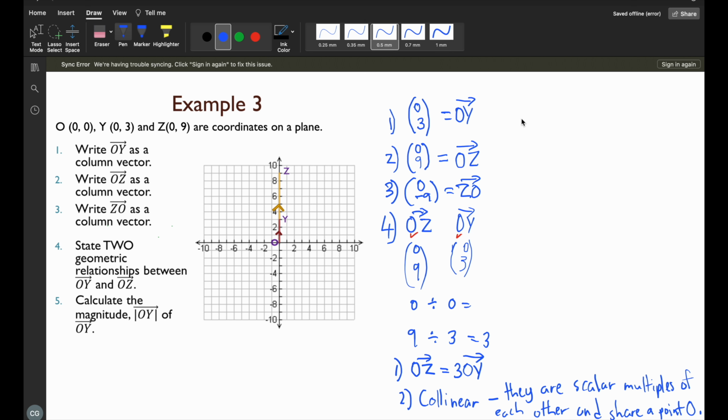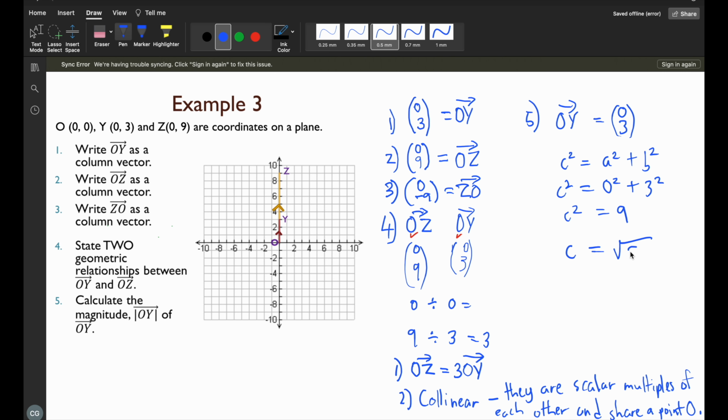And then for 5, that should be easy. So OY, it's 0, 3. So what we'll do is we say c squared is equal to a squared plus b squared. So we'll end up with 0 squared plus 3 squared. So essentially c squared is equal to 3 squared, which is 9. We still got to find the square root of that. So we're back to the size being 3.